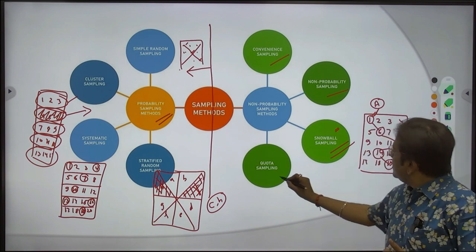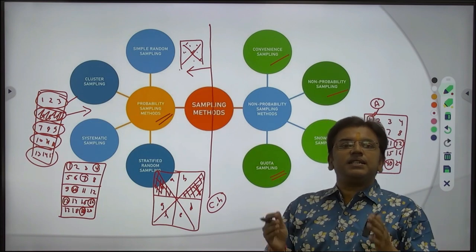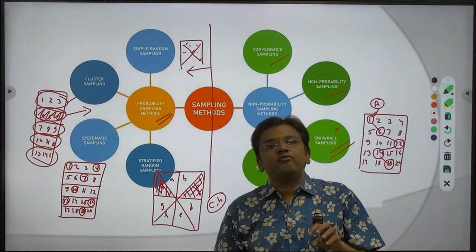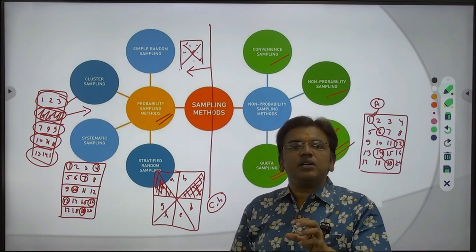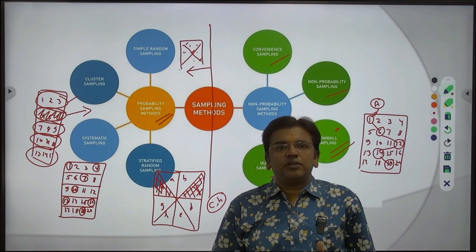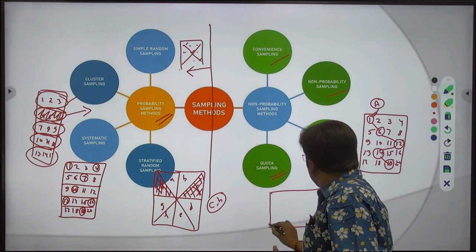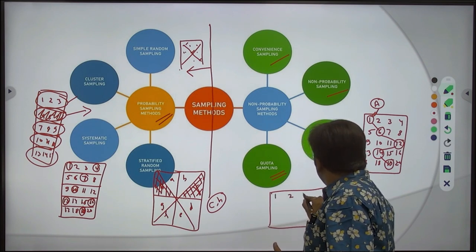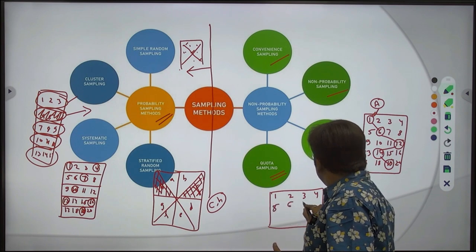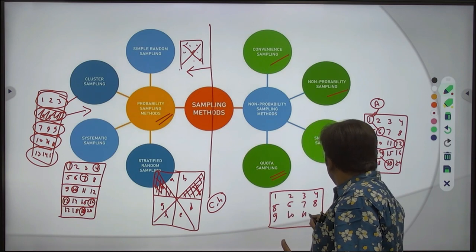Then the last one is quota sampling. Quota means there are certain quota allotted to a certain organization, firms, and for that sample, we have to take the quota out of there. Right? For example, you have got 1, 2, 3, 4, 5, 6, 7, 8, 9, 10, 11, 12.